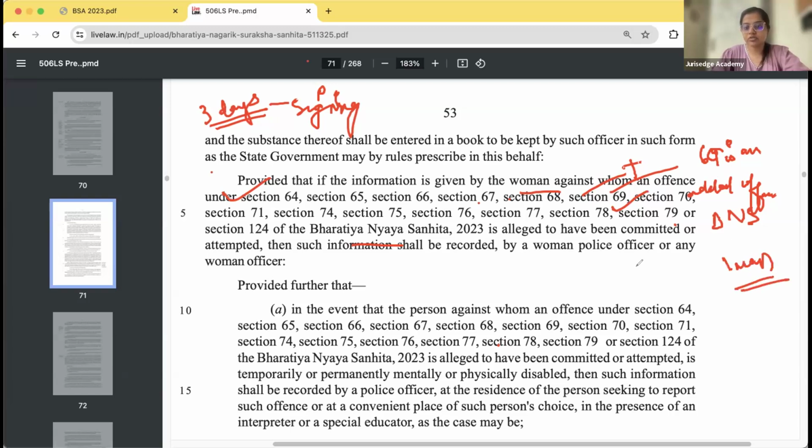If all this sort of information is given by a woman against any person, then such information shall be recorded by a woman police officer or any woman officer. Any woman officer can record it. It is not a requirement that the woman should be a police officer. Any woman officer.